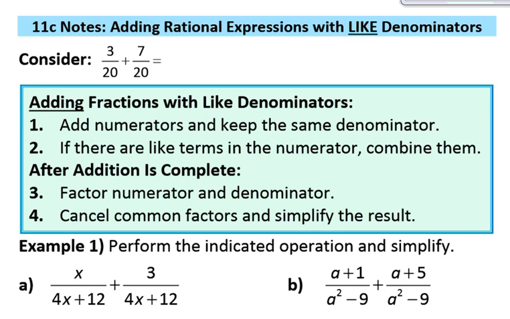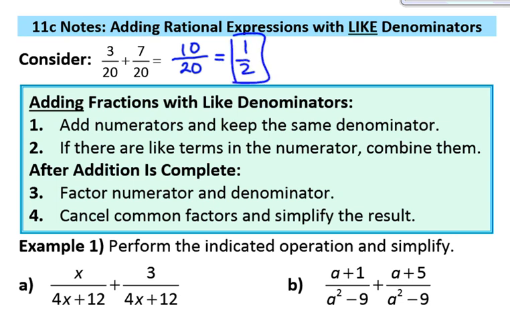If they do, like 3 over 20 plus 7 over 20, then all you have to do is add the numerators together, so 3 plus 7. But remember, the denominator stays the same, the 20. Then, if the fraction can reduce, we reduce it. So this reduces to 1/2.